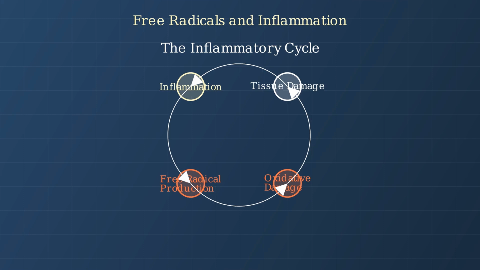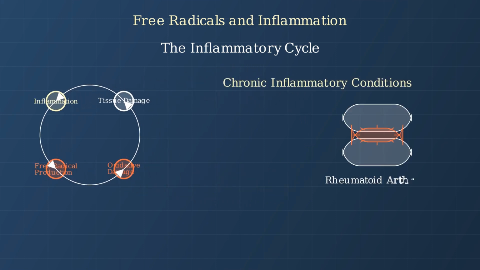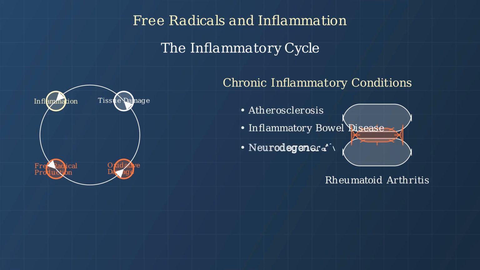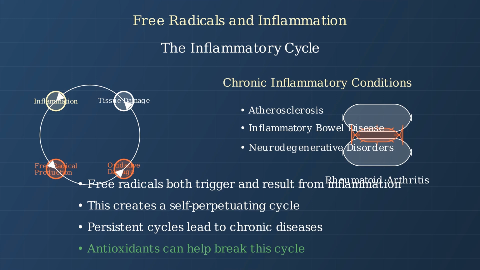When this cycle continues unresolved, it leads to chronic inflammatory conditions. In rheumatoid arthritis, persistent inflammation and free radical damage occur in the joints, causing pain and tissue destruction. In summary, free radicals and inflammation form a bidirectional relationship. Free radicals can trigger inflammatory responses, while inflammation produces more free radicals. Breaking this cycle is crucial for preventing chronic inflammatory diseases.